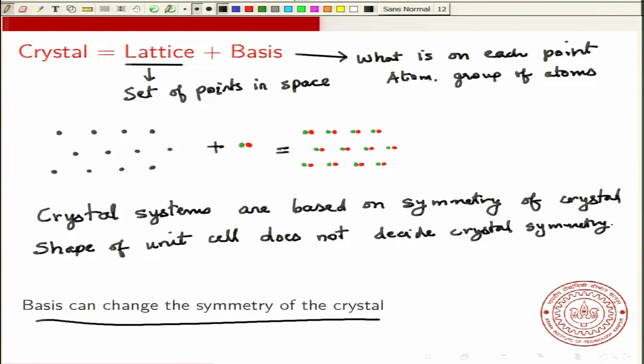So if you had a crystal like this one, its symmetry is not that of a triangular lattice. It is very different. It has a very different symmetry than a triangular lattice. That is one important key thing to keep in mind: the symmetry of the lattice and the crystal might be entirely different.